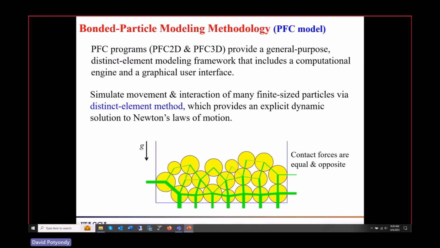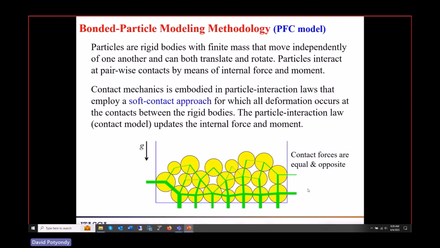It's the same way that ANSYS is a finite element program. End of story. There's all kinds of different ways you can apply it, just like PFC. And what does it do? It uses the distinct element method, and it's basically explicitly moving forward in time, and it's solving F equals MA. And you know all about this stuff now, right? Contact forces, equal and opposite.